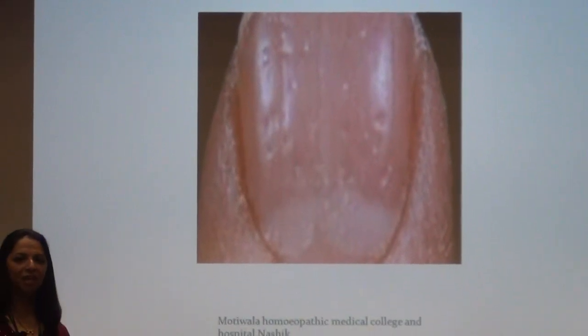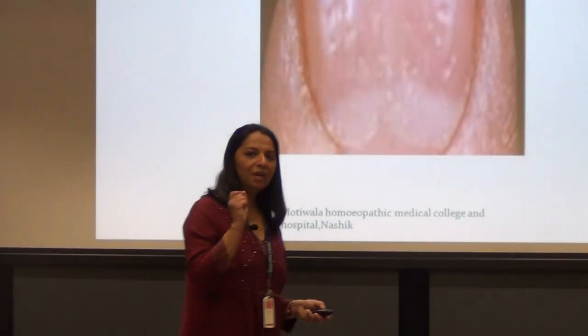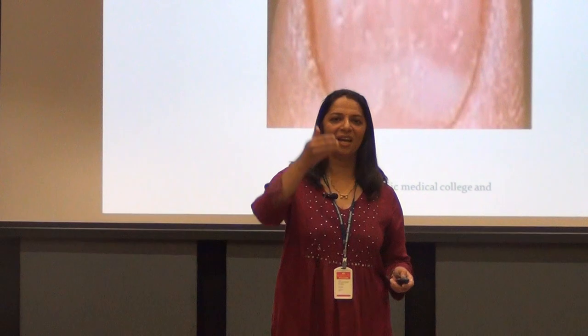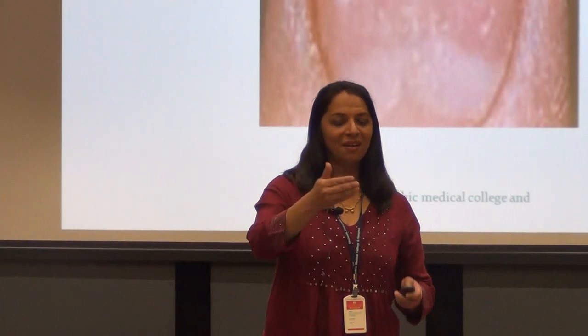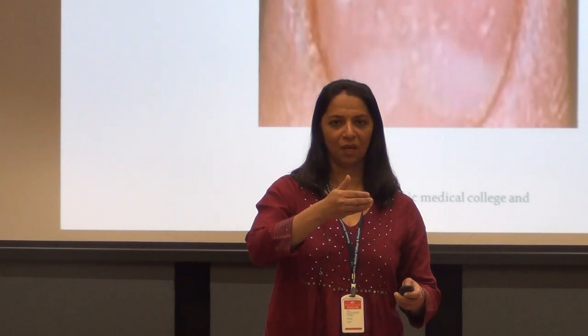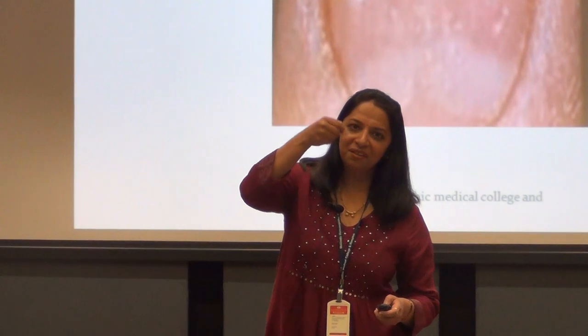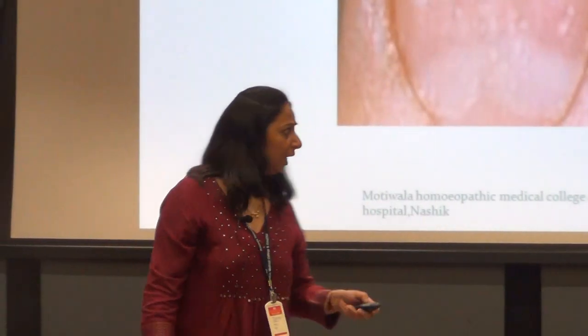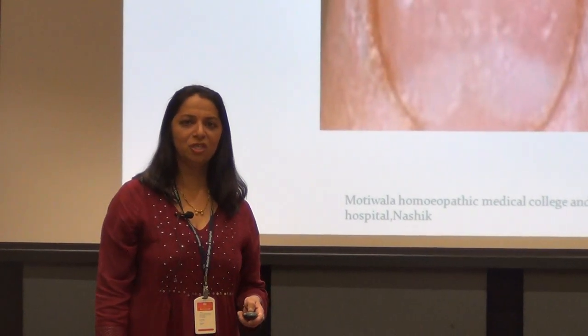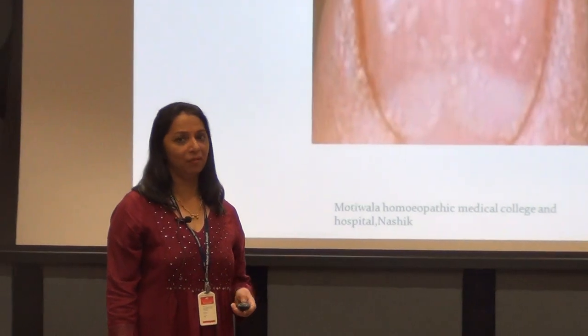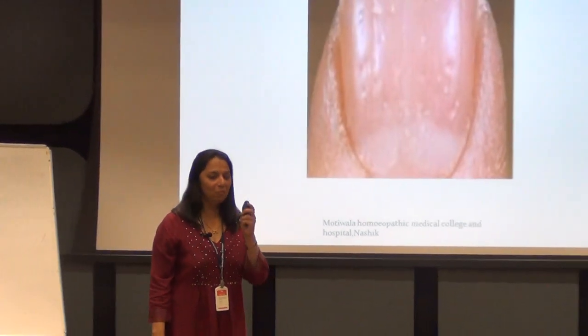what happens in psoriasis of nails is hyperkeratinization takes place at the base of the nail plate. As a result, the nail plate detaches itself and hyperkeratotic debris gets deposited behind the nail plate. Such type of pitting is seen on the nail plate, which is called thimble pitting. Will you remember? It is called thimble pitting.